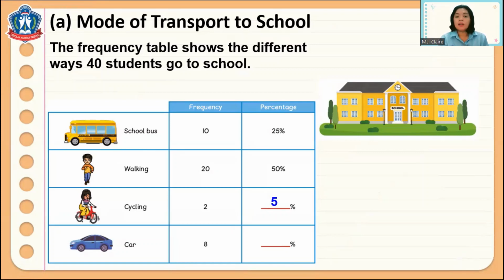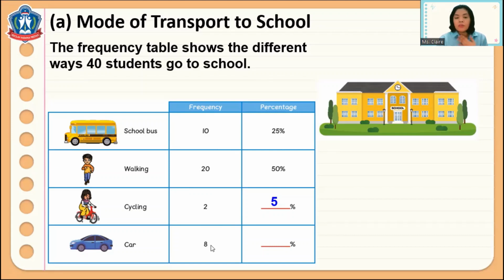School bus, how many children? 10 students. Walking, 20 students. Cycling is 2 and car is 8. Now, if you can see, there are 40 students. 10 out of 40 is 1/4, right? Or 25%. 20 out of 40 is half, so 50%. 2 out of 40 is 5%.